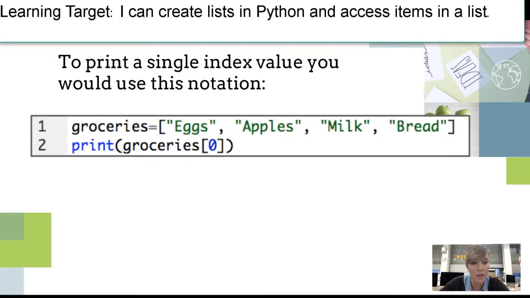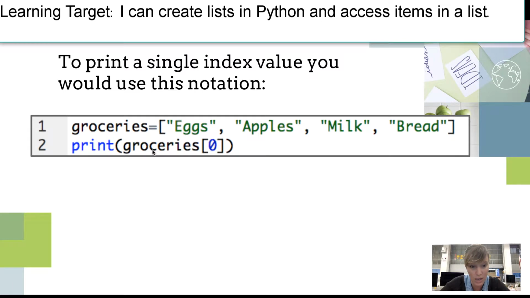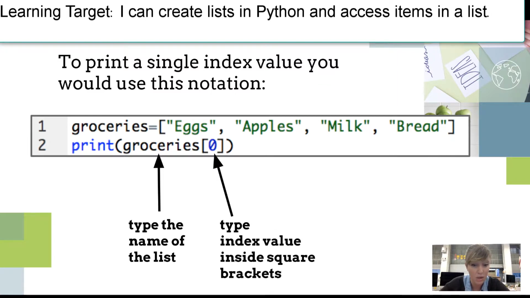The thing that you have to notice here is that when I make this list groceries and I ask it to print, I don't ask it to print the whole entire thing. If I wanted the entire grocery list, I would say it without an index notation here. But I'm telling the computer to print the first item in that list, or the item that has an index value of 0. And it is going to give me the word eggs. The way to access one individual item within a list is to type in the name of the list, and then right next to it, use the square brackets and type the index value that you want, and it will output that item. So I could have said 1, and it would have given me apples, 2, it would have given me milk, and so on.